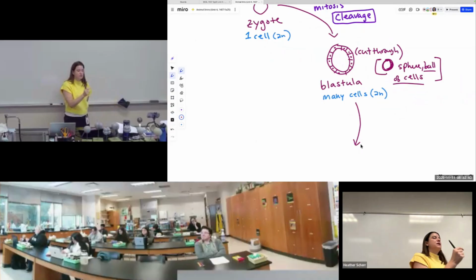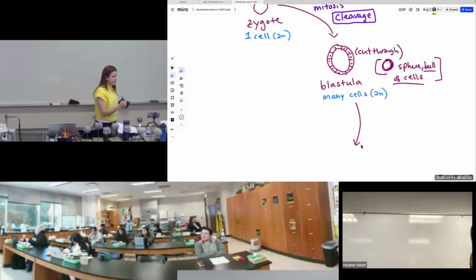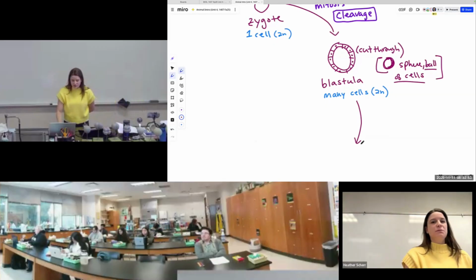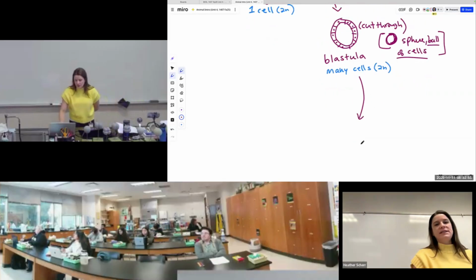Well, that's not entirely true. Gene expression is changing during cleavage, so cells are becoming different from each other, but the majority of what's happening during cleavage is the mitosis, to go from one cell to many cells, hundreds of cells. But just in this ball.